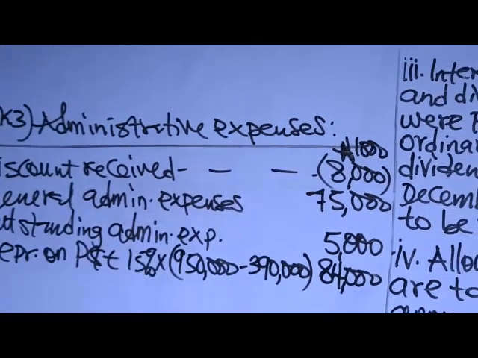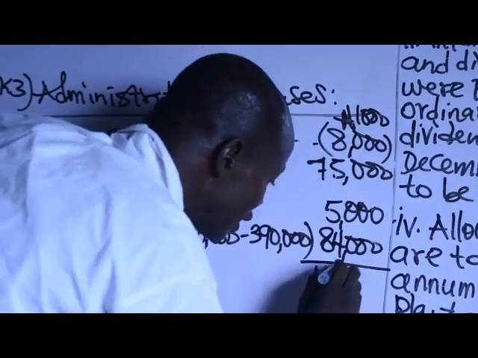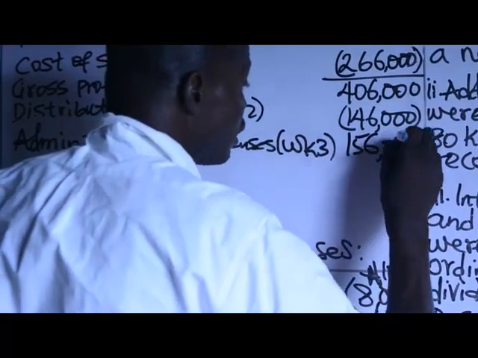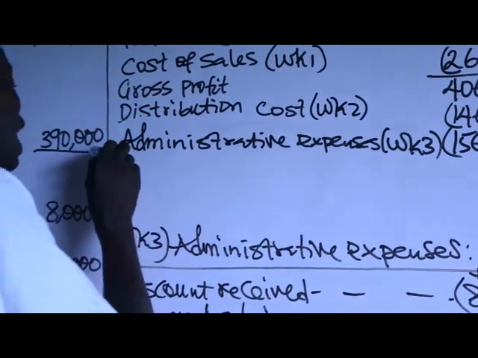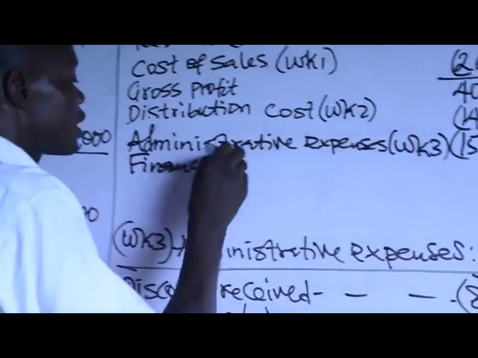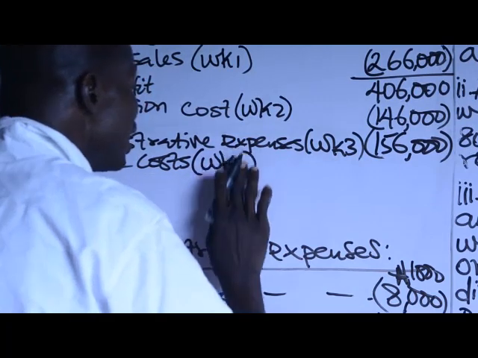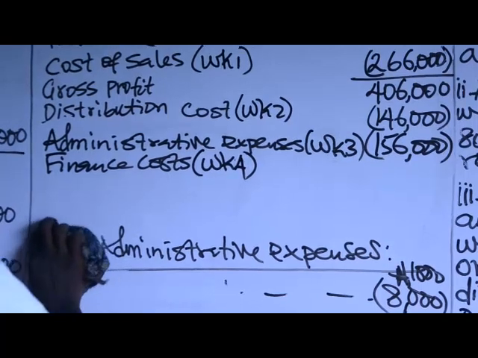Let's sum it up. Minus 8,000 plus 75,000 plus 5,000 plus 84,000. Then you have administrative expenses to be 156,000. Then we are going to charge 156,000 as our administrative expenses. After administrative expenses, the next item will be our finance cost. Finance costs are interest-related items. Anything pertaining to interest is what we are going to charge as our finance cost.